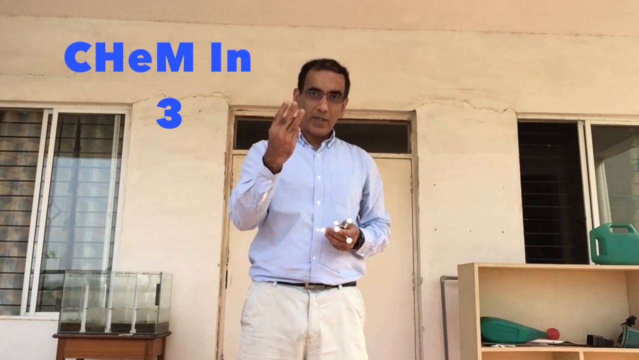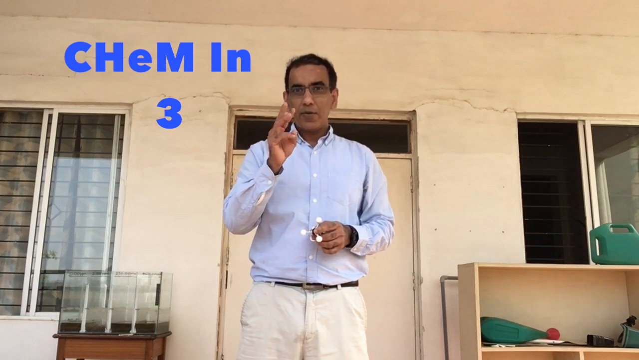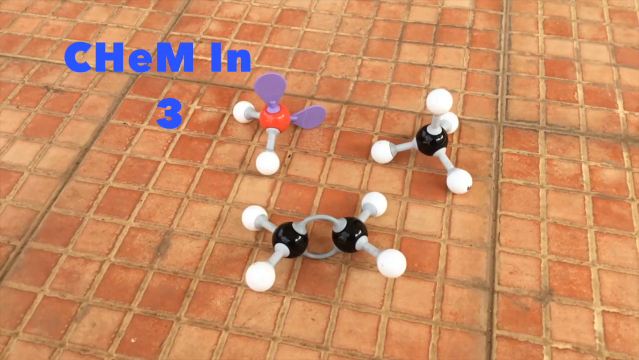Welcome to CHeM in 3, the series where we spend no more than 333 seconds to consider 3 important points for the IB chemistry exam. In this episode of CHeM in 3, we look at orbital hybridization.